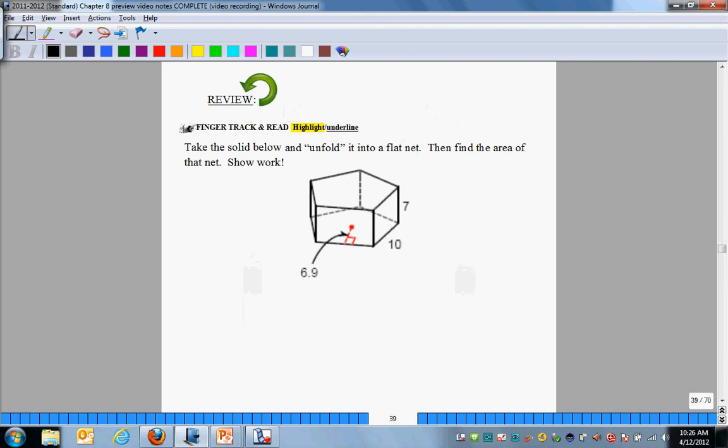Let's take a look at what we have here. Let's review from our previous lesson. In our previous lesson, we studied something called nets. I'd like you to take the solid below and unfold it into a flat net. Then, I actually want you to find the area of the net. So, area is your ultimate question. I'd like you to do this on your own. So stop the video, attempt to finish this problem, and then restart the video and check your work.